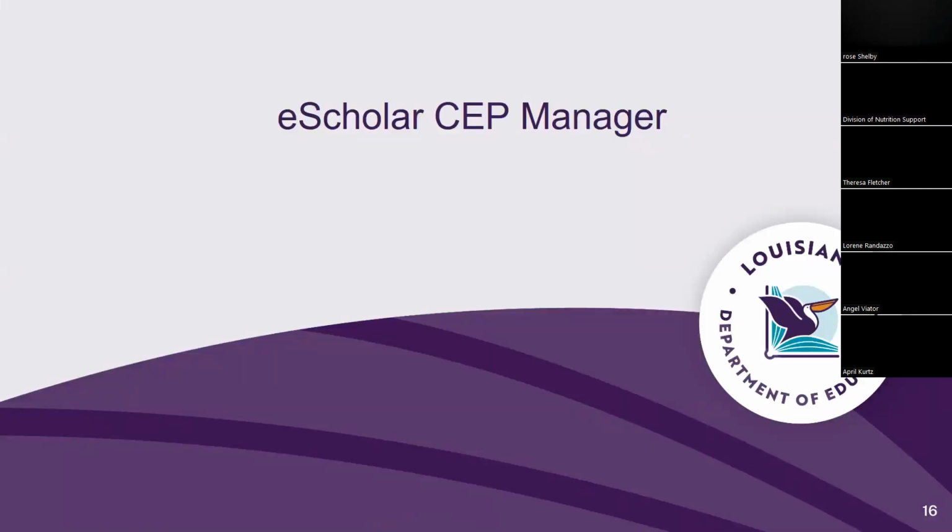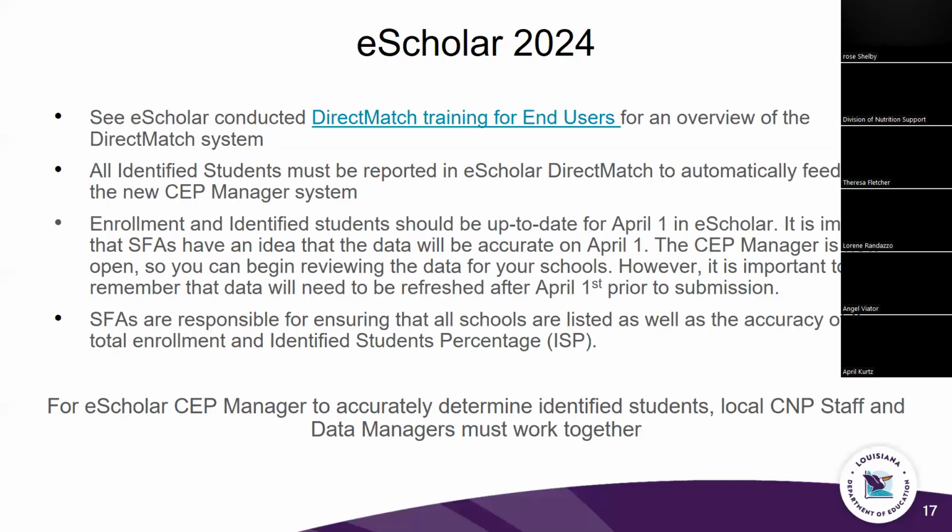All right, so now we're going to talk about eScholar CEP Manager, and walk through how to navigate this part of the site. In 2024, eScholar conducted a direct match training for end users for an overview of the direct match system. All identified students must be reported in eScholar Direct Match to automatically feed into the CEP Manager system. Enrollment and identified students should be up to date for April 1st in eScholar. It is important that school food authorities have an idea that the data will be accurate on April 1st.